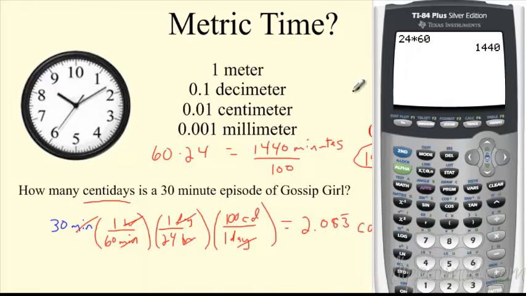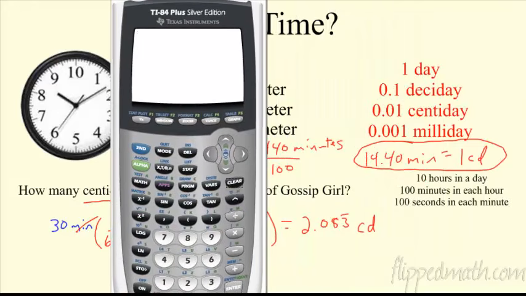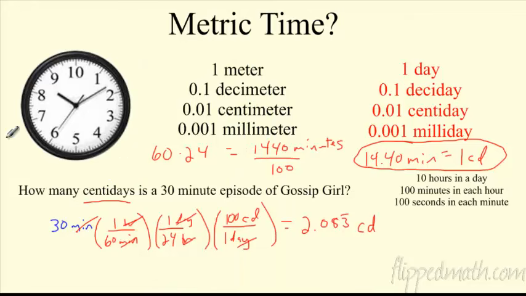Let's just double check it. Might as well. We could take our answer of 2.083, that was in centidays, 2.083 repeating, so I'm going to do it a couple times. And I'm going to times it by, what's the conversion? It is 14.4. Does that get us back to, yes, we did it right. So I'm converting back and forth. Exactly what we're doing today.